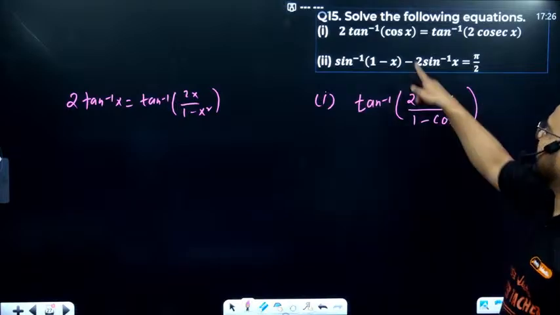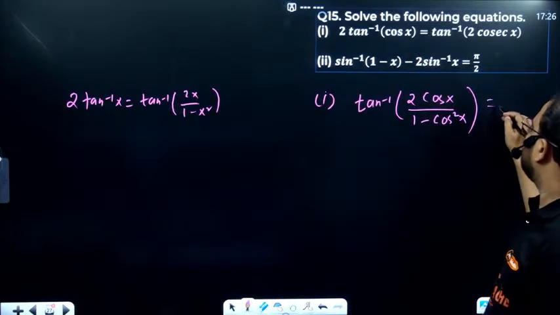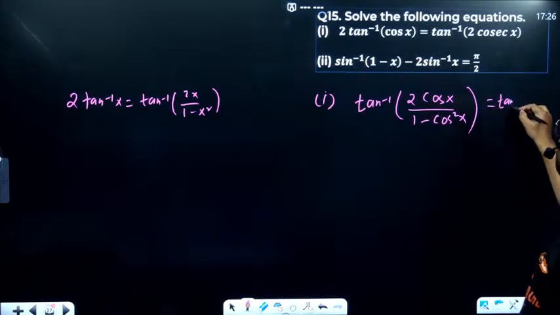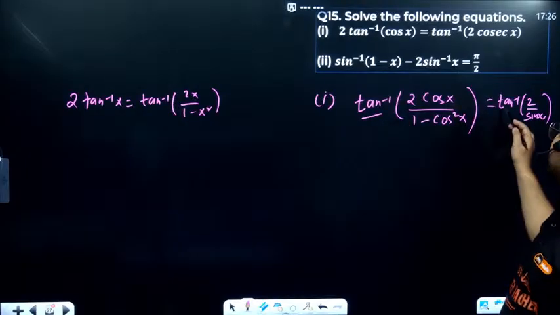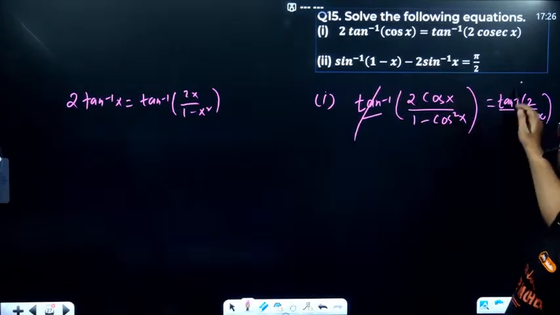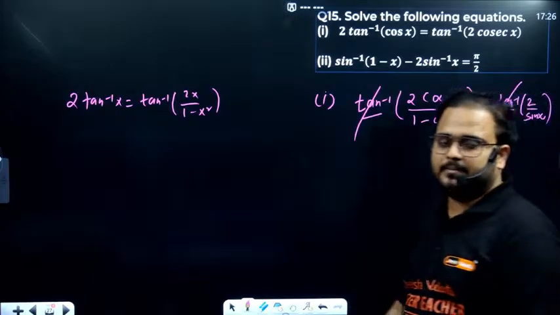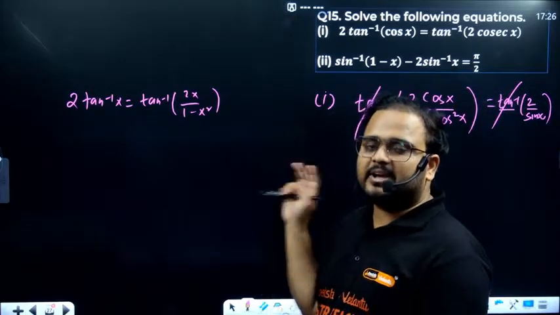So we have used that. x is cos x over here. This side is simply tan inverse of 2 cosec x, means 2 by sin x. Check here. Here we have tan inverse, here also we have tan inverse. We can remove the effect by taking tan on both sides.